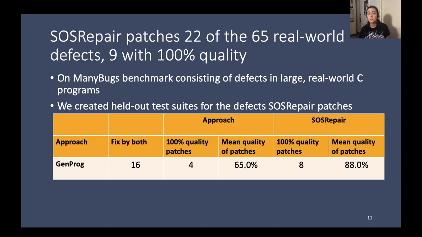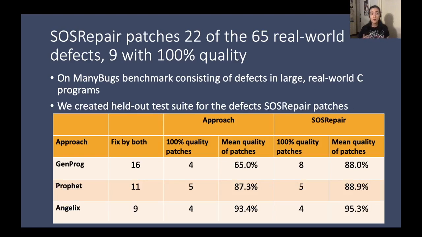And overall, you can see the mean quality of the patches that SOSRepair creates is significantly higher than GenProg. We also compared to more recent approaches, Prophet and Angelix, and we show that the quality of the patches that SOSRepair creates is slightly better than the other approaches, and the number of patches that pass 100% of the held-out test cases is similar to these other approaches. So overall, we show that a semantic search-based approach to automatically generating patches has a lot of promise.